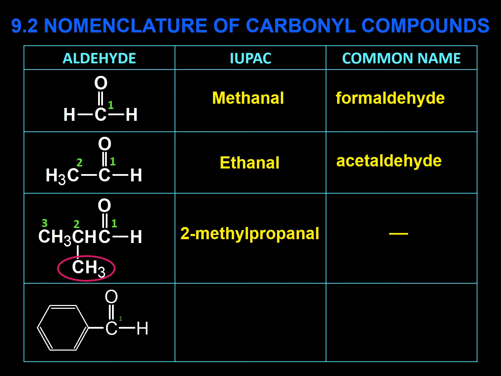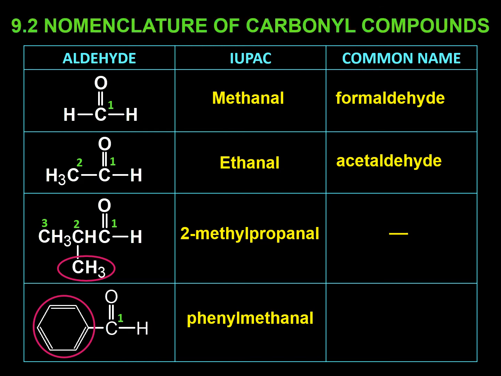The last example, we have 1 carbon chain as a parent chain and a benzene ring as a substituent. The name for this substance is phenylmethanal, known with a common name of benzaldehyde.